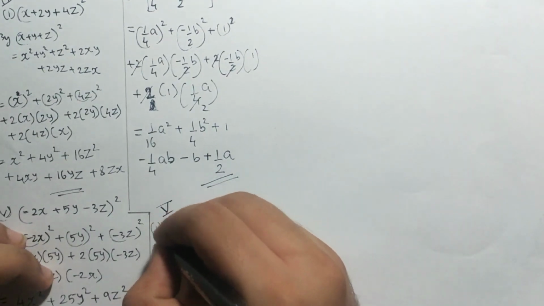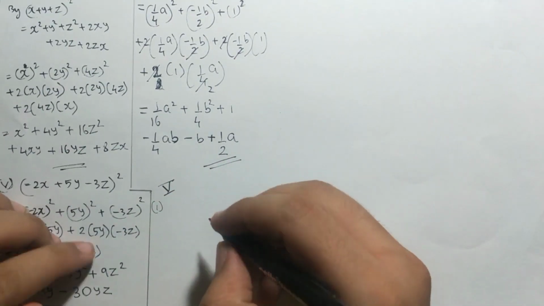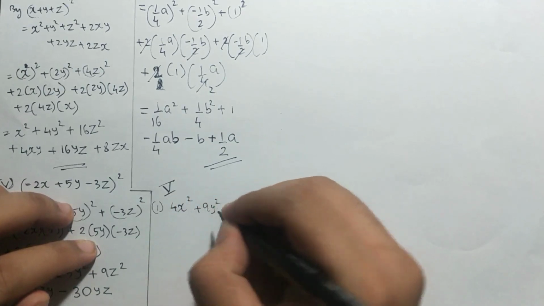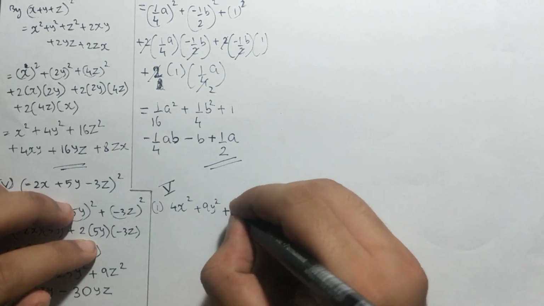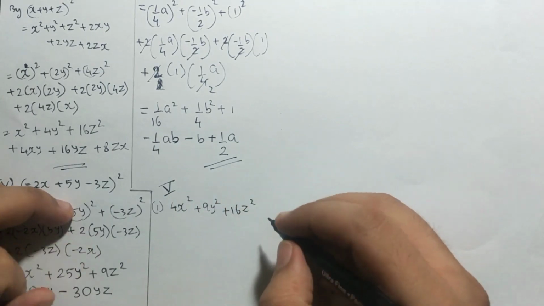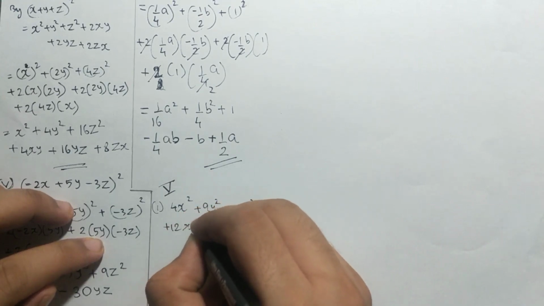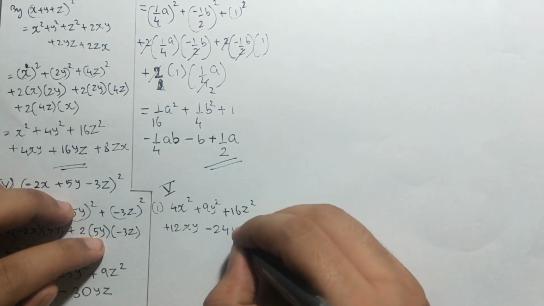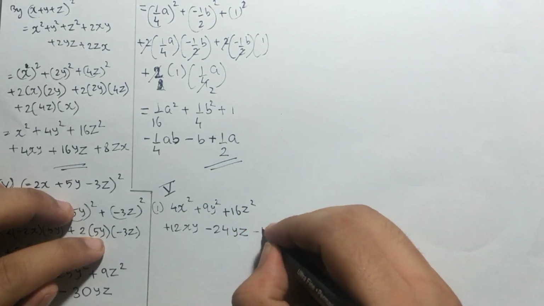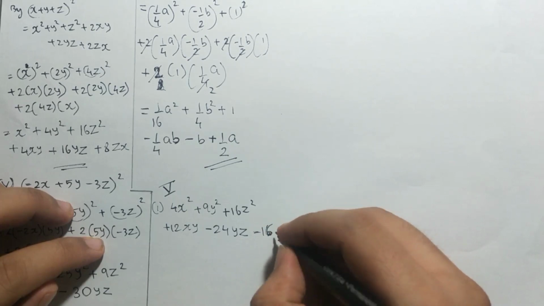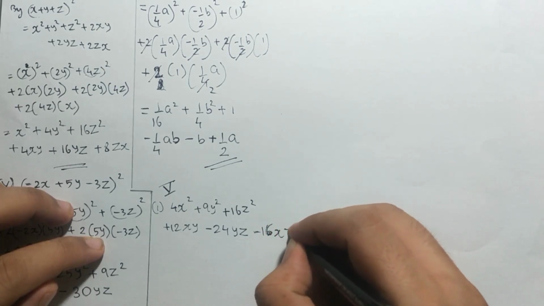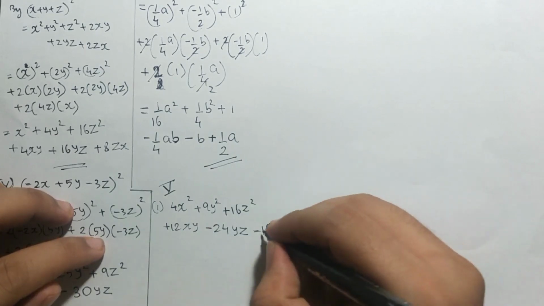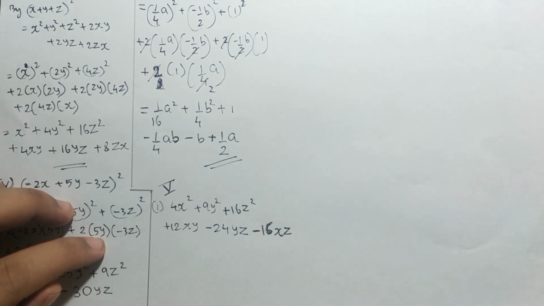Now 6 terms will be given to you: 4x square plus 9y square plus 16z square plus 12xy minus 24yz minus 16xz. If 6 terms are given to you, then what should you do?